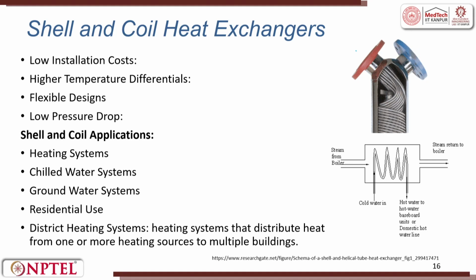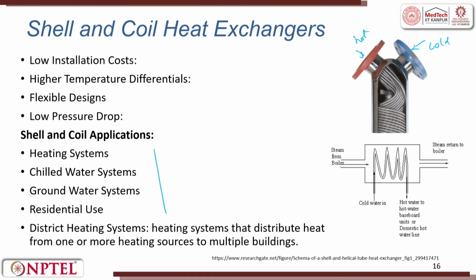You can see red is hot and the cold one is blue. And then you can see the coil which goes around. High temperature differentials can be achieved. Flexible design and low pressure drops are also seen. Shell and coil heat exchangers are finding a lot of applications in heating systems, chilling water systems, groundwater systems, and residential use. We use shell and coil heat exchangers extensively.